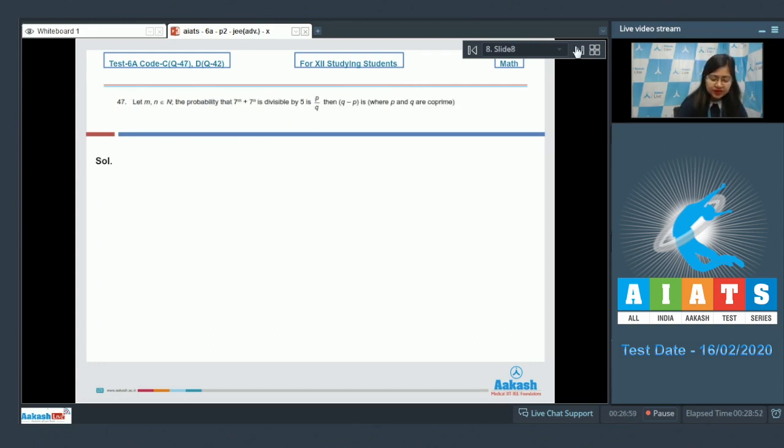Next is question number 47. Let m, n belong to natural numbers. The probability that 7 raised to the power m plus 7 raised to the power n is divisible by 5 is p by q. Then we have to find q minus p. See, here this should be divisible by 5. So let's firstly find 7 raised to the power 4k. This is of the form 5 lambda plus 1.